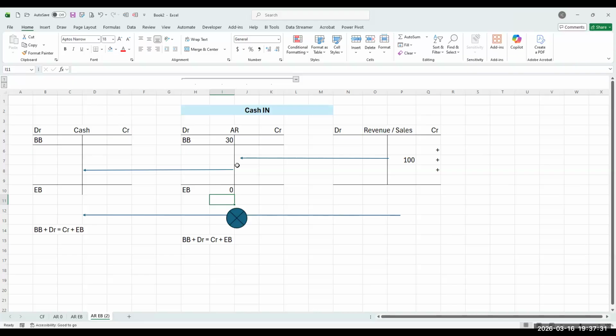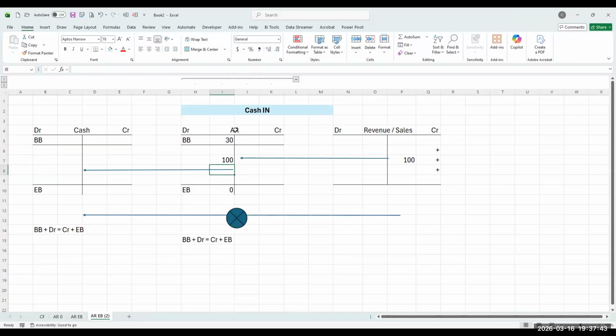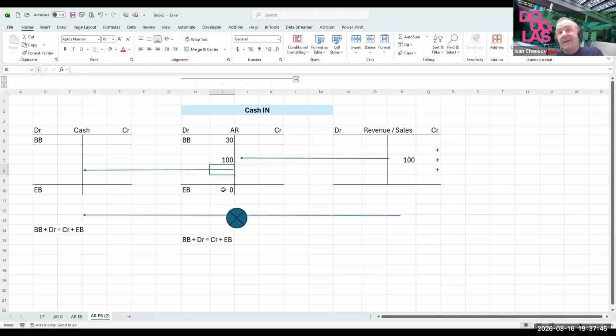130. Is that obvious for everybody? Right. So why? Because this 100 is gonna move here. So I'm gonna have 130 to collect, but my ending balance is 0. So that means how much did I collect? 130, which will move to the cash. Make sense?